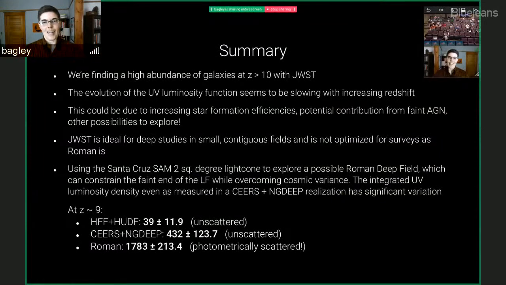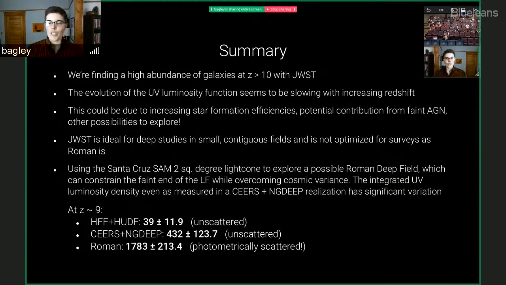So with that, a little bit of a whirlwind here, but I'll summarize briefly. Everyone is finding a very high abundance of bright galaxies with JWST. This seems to be implying that the evolution of the UV luminosity function is slowing as we get to higher redshift. There are a lot of really exciting reasons that this could happen.